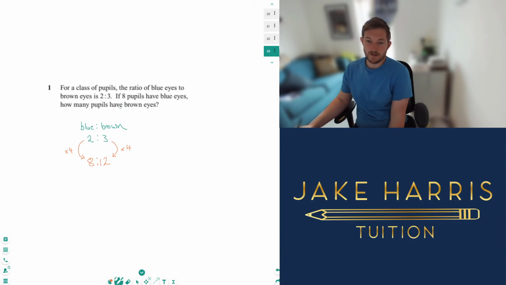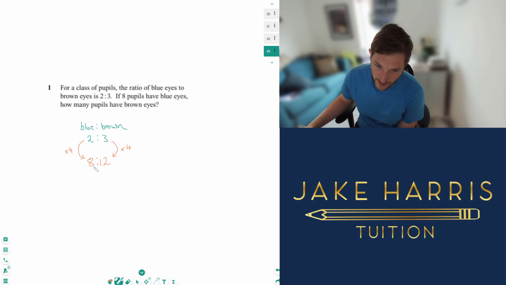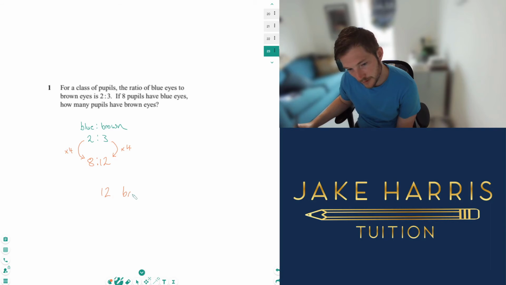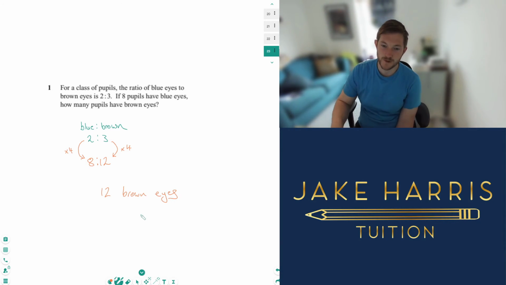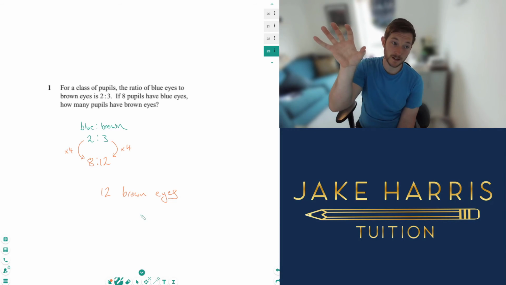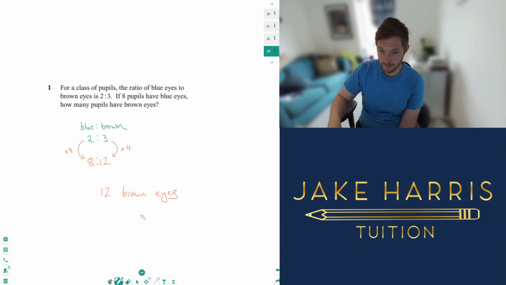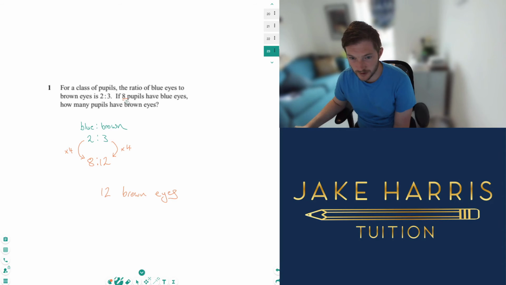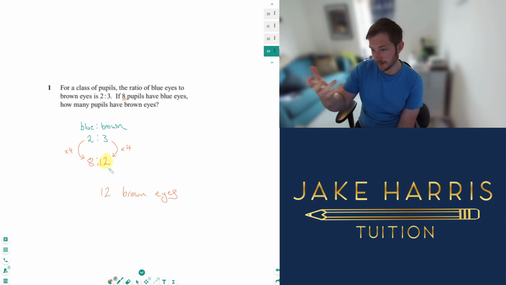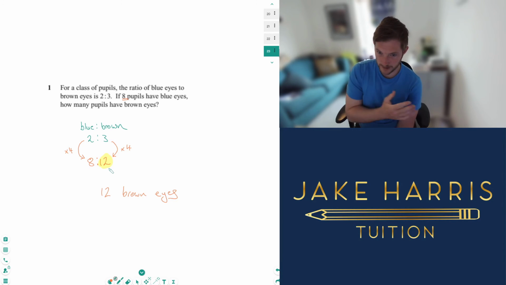So that means if there are 8 pupils with blue eyes in the class, and the ratio is 2 to 3, there must be 12 pupils with brown eyes. So you take your starting ratio and you multiply it by whatever you need to reach the number in the question, and then the value on the other side will tell you how many people with, in this case, brown eyes you have. And that's how you can use equivalent fractions to solve reasoning questions.